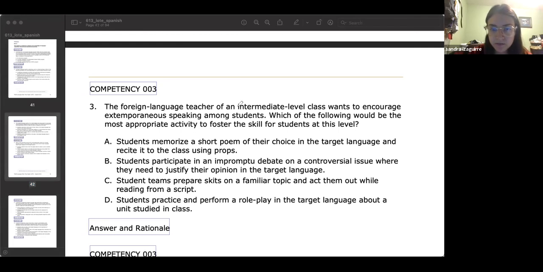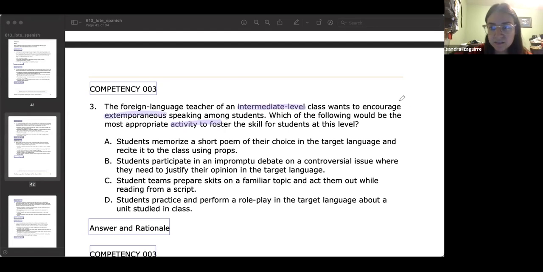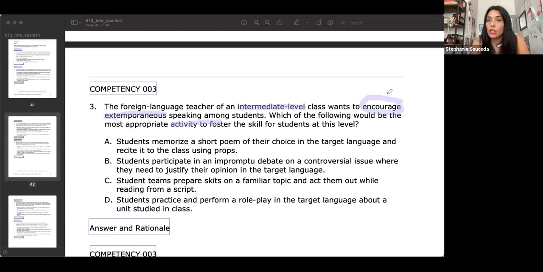So we are looking for their intermediate level class. Very important information. Type of speaking. Speaking, yeah. She wants to encourage their experience with extemporaneous speaking among students. And so what would be the most appropriate activity? The goal of the foreign language teacher is the best activity to foster extemporaneous speaking skills on an intermediate level.